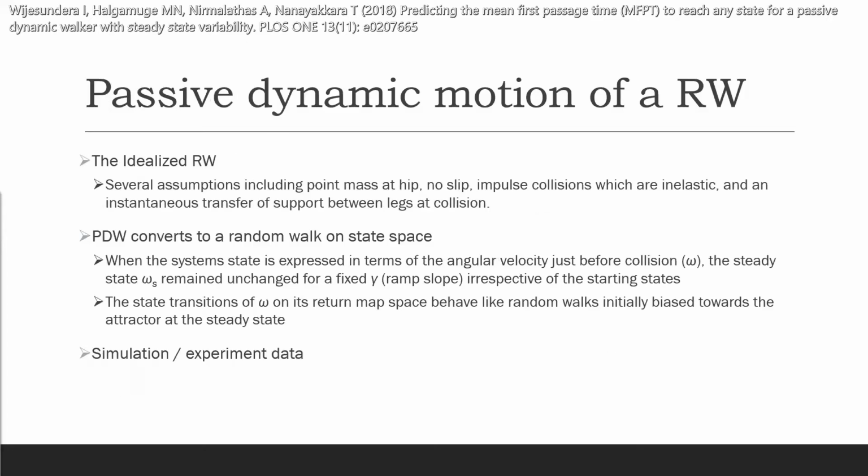The simple passive dynamic walker that we use in this paper to discuss and develop models is the rimless wheel, as I mentioned earlier. So the idealized rimless wheel has several assumptions, including point mass at hip, no slip, impulse collisions which are inelastic, and an instantaneous transfer of support between legs at collision.